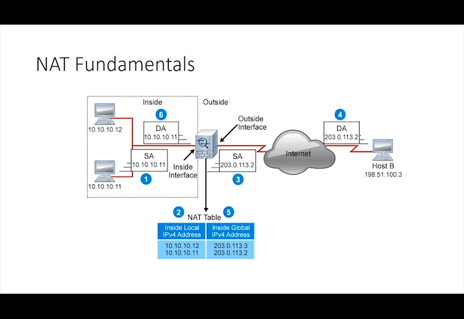When host B replies, it specifies 203.0.113.2 as the destination address. When the ASA receives the reply packet and checks its table, it finds the entry that is associated with the inside global IPv4 address of 203.0.113.2. The ASA replaces the inside global address of 203.0.113.2 with the inside local address of 10.10.10.11 and forwards the packet.